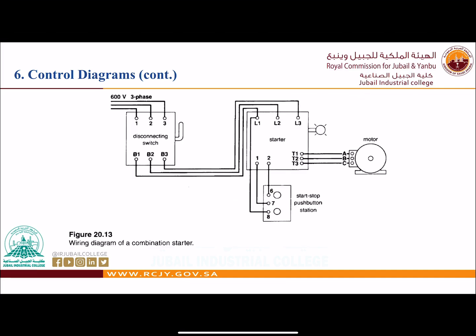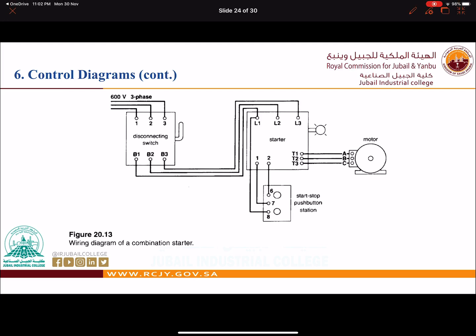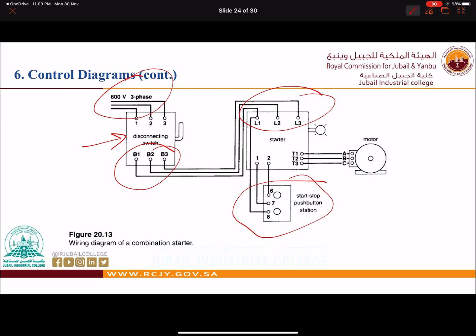Now let us see the wiring diagram. Wiring diagram means it is the connection diagram. So we will have 3-phase, as you can see here. This is our 3-phase connected to a disconnect switch, and going out from the disconnect switch to the starter. And going from the starter, we will have push button start and stop, and we will have a motor.